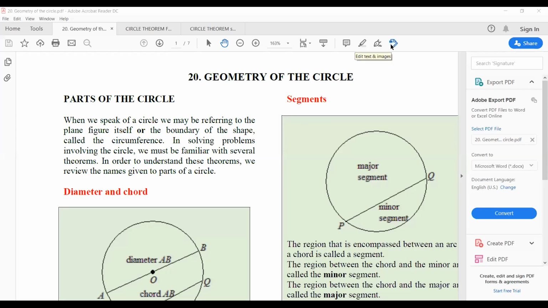Okay, so good day again, everybody. Today we're going to be looking at circle theorems, right? More or less the geometry of a circle.